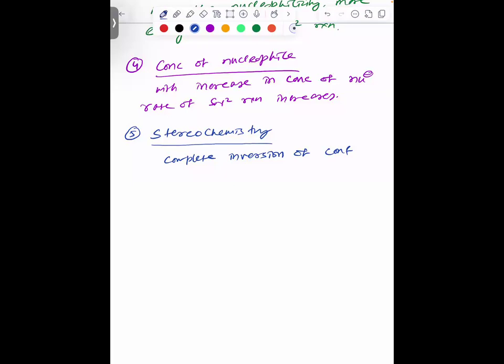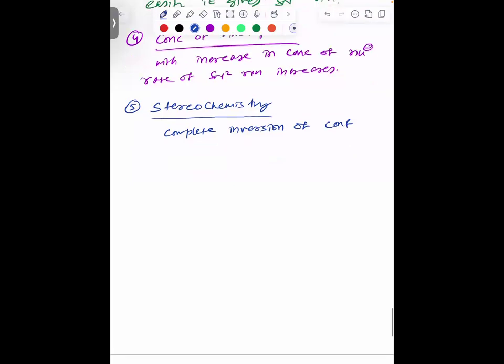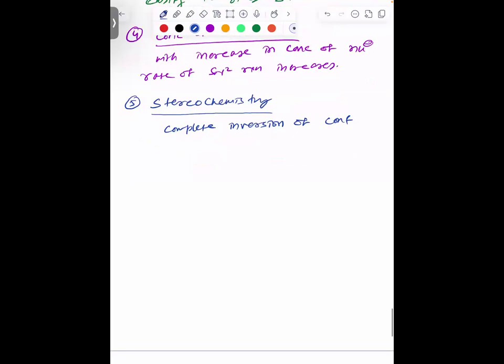Yes, because the nucleophile attacks exactly from the opposite side of the leaving group. Again repeating, the nucleophile attacks exactly from the opposite side of the leaving group. Since the nucleophilic attack is on the opposite side of the leaving group, it goes through the complete inversion of configuration. Okay, students, next time we will see the next factor.